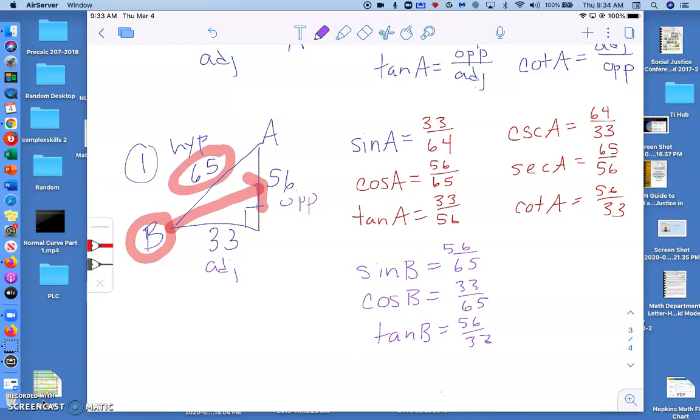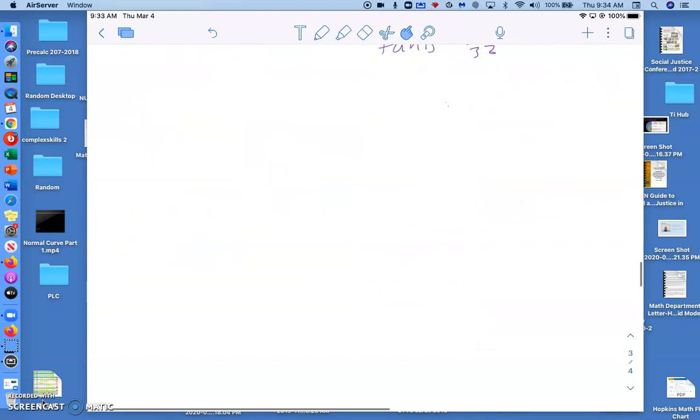Now where this comes in handy is to find different side lengths and angles. You can use this to find missing side lengths.